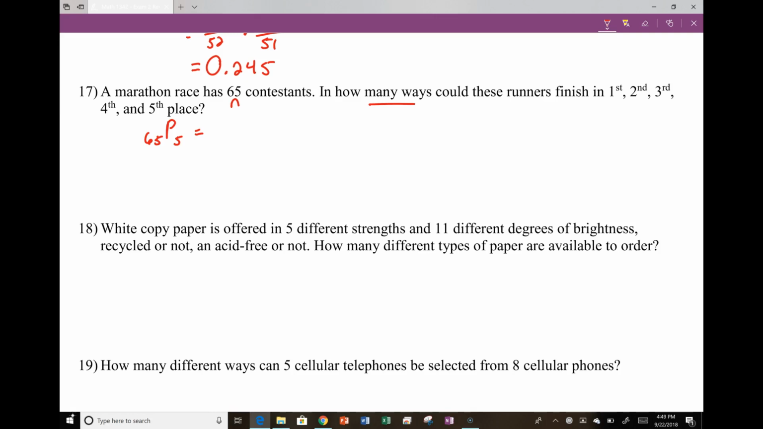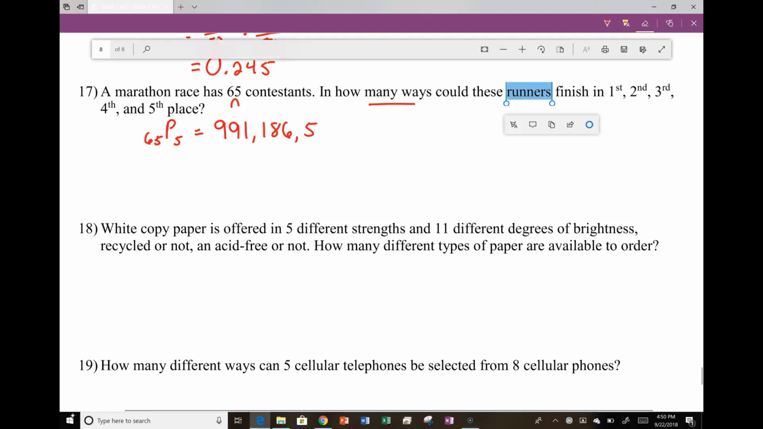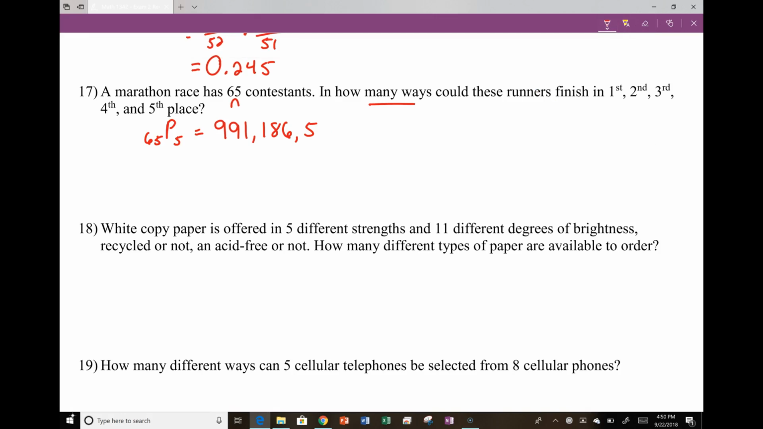This becomes a really large number. You can do it in your calculator, you can do it out with the formula, either way. But what happens is we come out with 991,186,560 ways that these 65 runners can finish the race in the top 5.